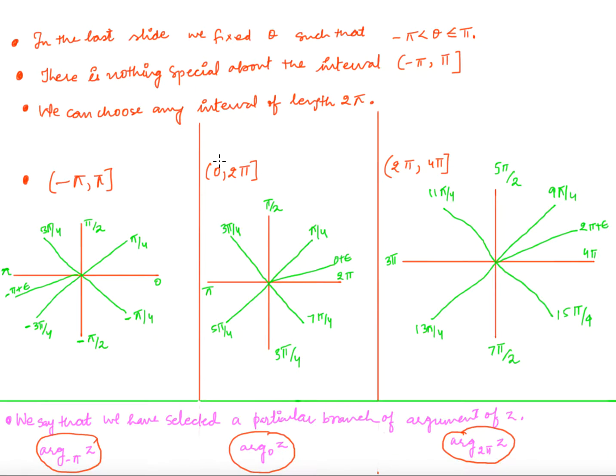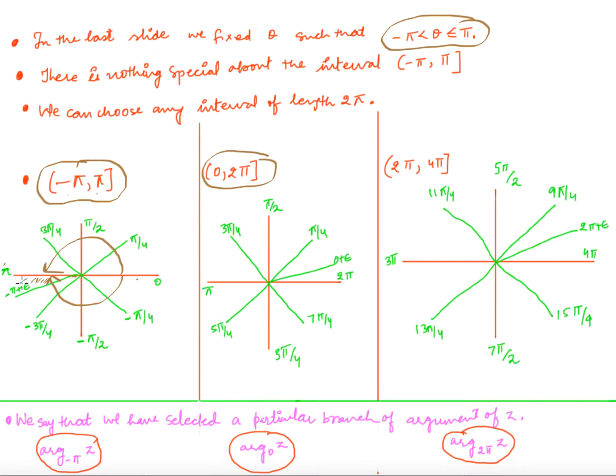so already I told you that there is nothing particular about this interval. You can choose any interval of length 2 pi. For example, we have already seen that if we choose an interval from minus pi to pi, then your angles will look like this. From here it will be 0 to pi, and from here it will be 0 to minus pi, right? And these points will have angle minus pi plus epsilon, where epsilon is very small, near the negative real axis, but the upper side will have points with angles of the form pi minus epsilon, where epsilon is a small number, right?